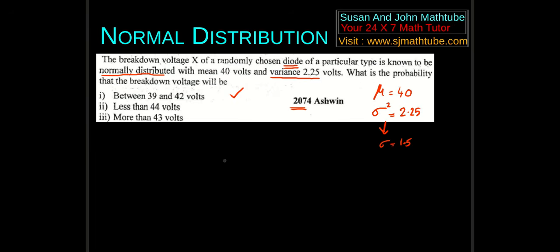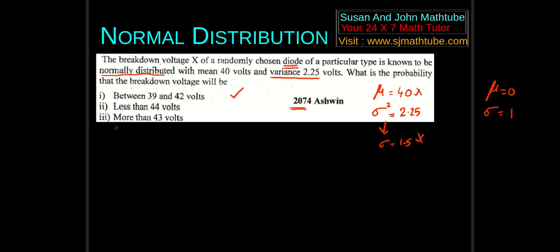Now clearly this is not the standard normal distribution. Standard normal distribution means mu will be 0 and sigma will be 1. Is it 0? No. Is this 1? No. So this is not the standard normal distribution.